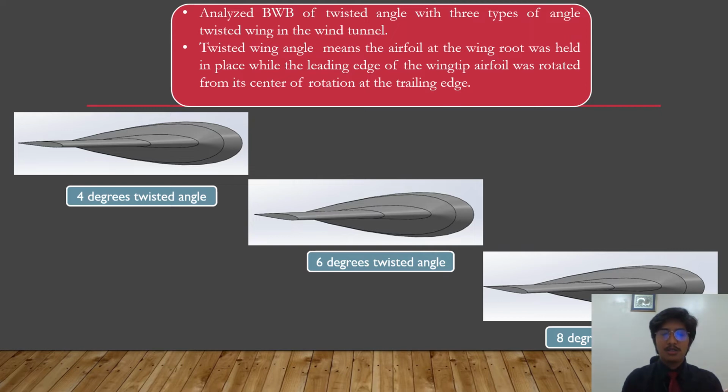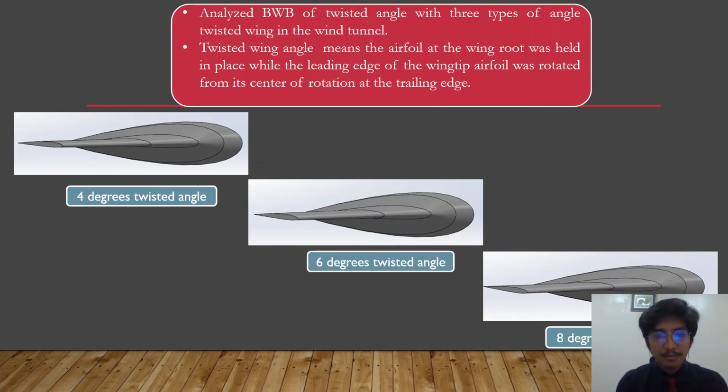Twisted wing angle means that the airfoil at the wing root was held in place while the leading edge of the wingtip airfoil was rotated from its center of rotation at the trailing edge. So what I mean is that the twist angle happens at the end of the aircraft wingtip.